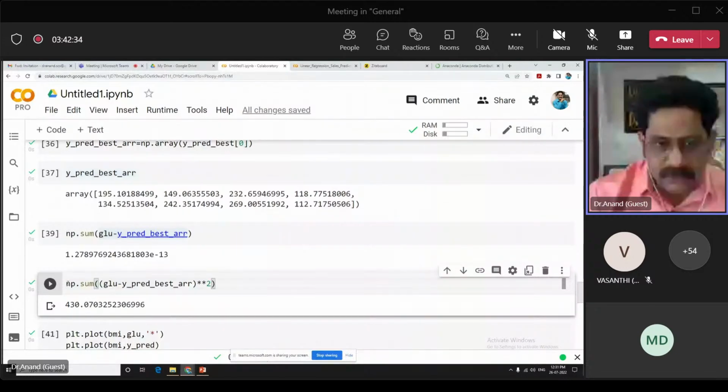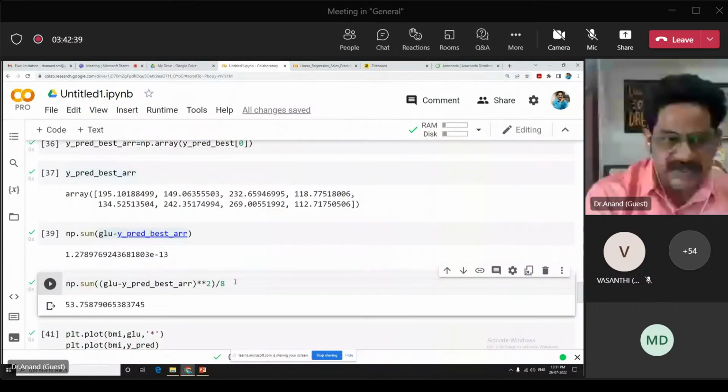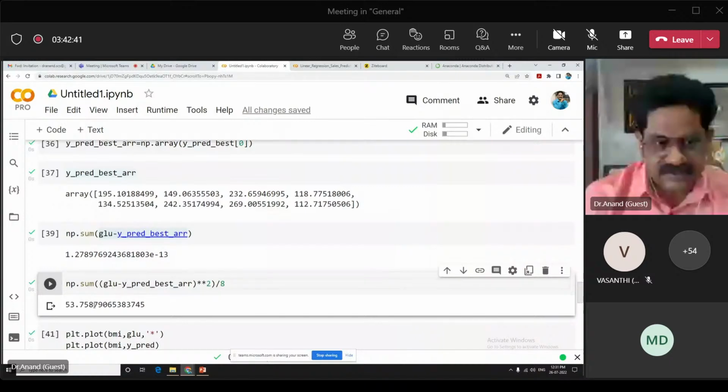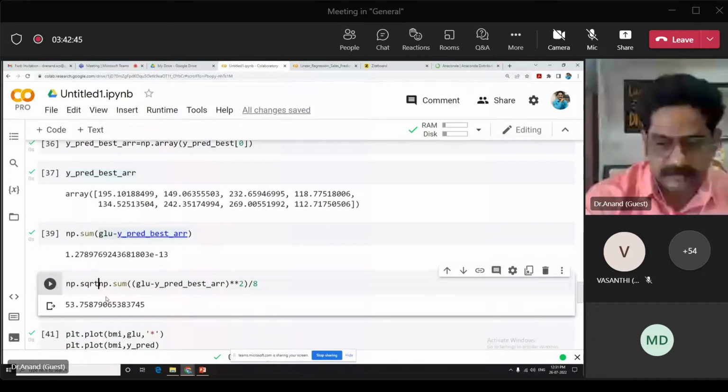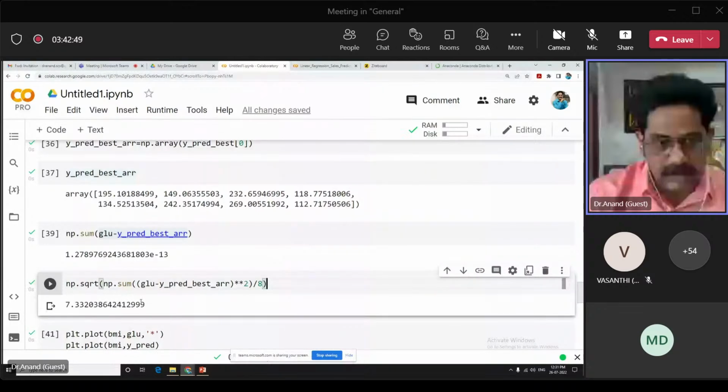If I divide the whole by total records, I will get the mean square error. This is my mean square error. For this mean square error, if I take a square root, now 7.33 is the root mean square error.